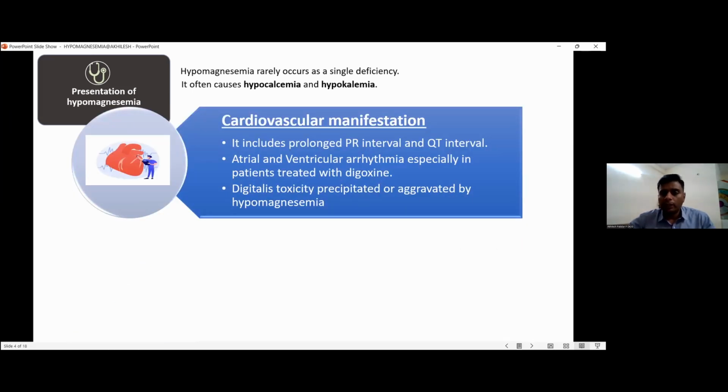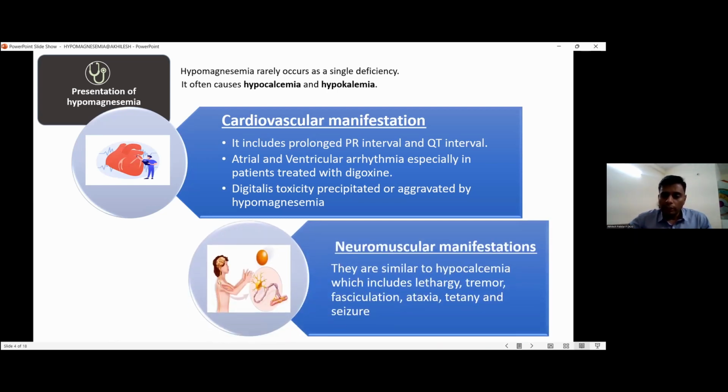The cardiovascular manifestations include prolonged PR interval, prolonged QT interval, which causes Torsades de Pointes, and atrial and ventricular arrhythmias, especially in patients on digoxin, as digitalis toxicity gets precipitated or aggravated by hypomagnesemia. So in a patient with a cardiac compromised status, it is very important to maintain the magnesium level at normal to prevent arrhythmias. Neuromuscular manifestations are similar to hypocalcemia. They are lethargy, tremors, fasciculation, ataxia, tetany, and seizure.